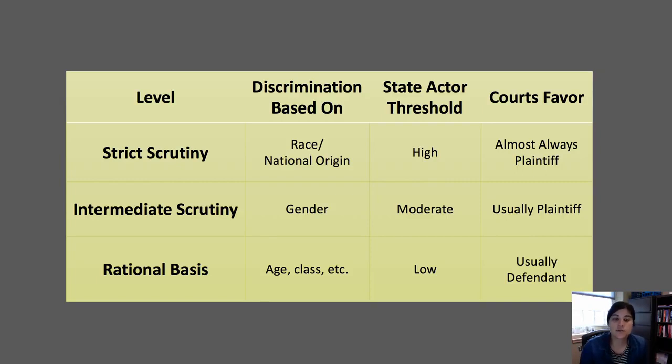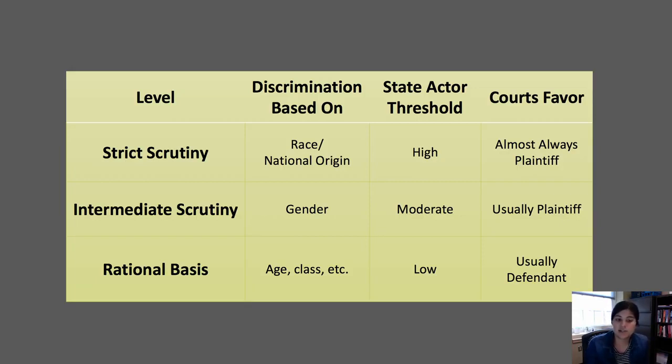So when we refer to scrutiny in this context, we're referring to the way in which the court analyzes whether state action should be condoned or rejected. So the degree to which the court analyzes the issue is what we're referring to when we say scrutiny. Higher levels of scrutiny are going to make it more difficult for a defendant to defend themselves, where lower levels of scrutiny make it easier.